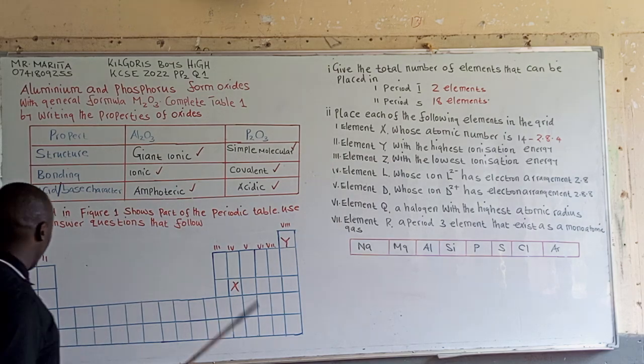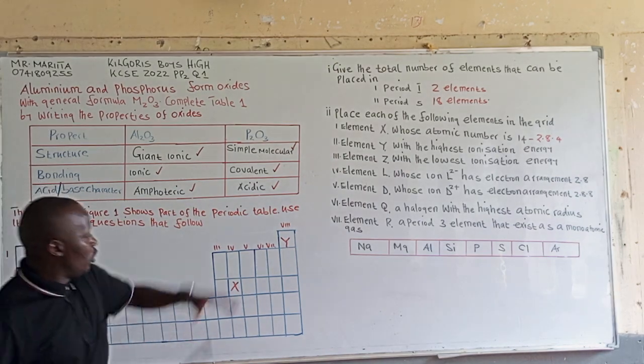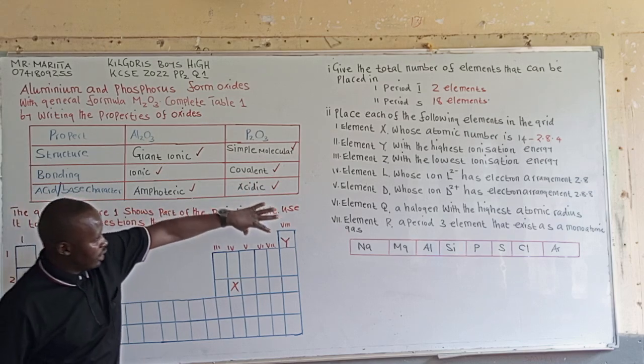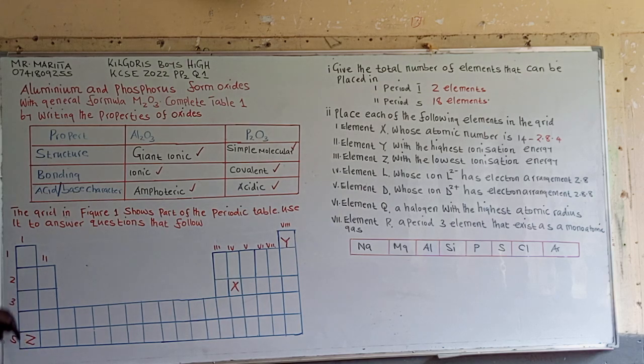So in terms of ionization energy, the element with the highest ionization energy you get at group 8 at the top, and the element with the lowest ionization energy is found in group 1 at the bottom.